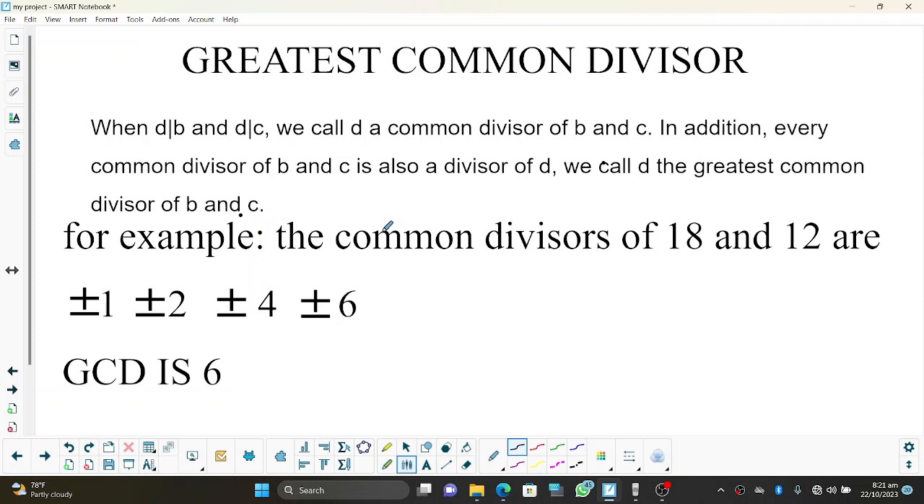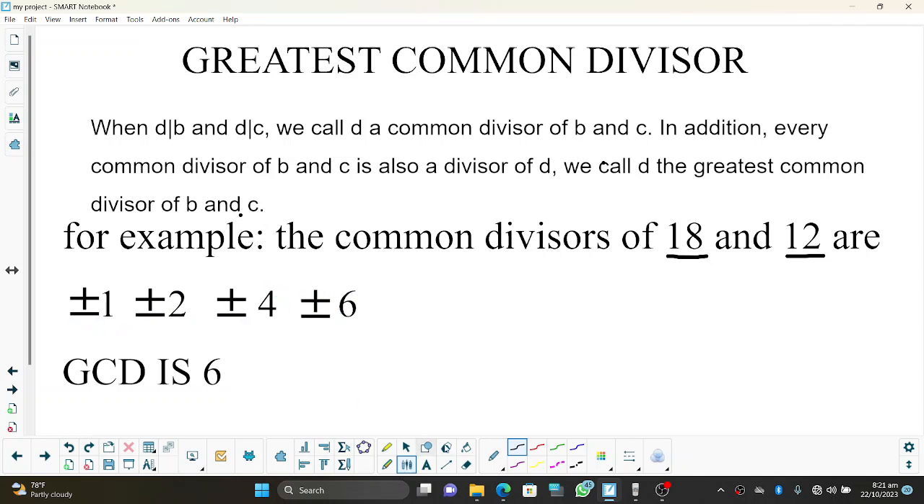So what this statement means, let's use an example to explain it for a better understanding. If you have 18 and 12, then we have to find the common divisors. If you list the divisors of 18 and 12, we can see that the common divisors are plus or minus 1, plus or minus 2, plus or minus 4, and plus or minus 6.